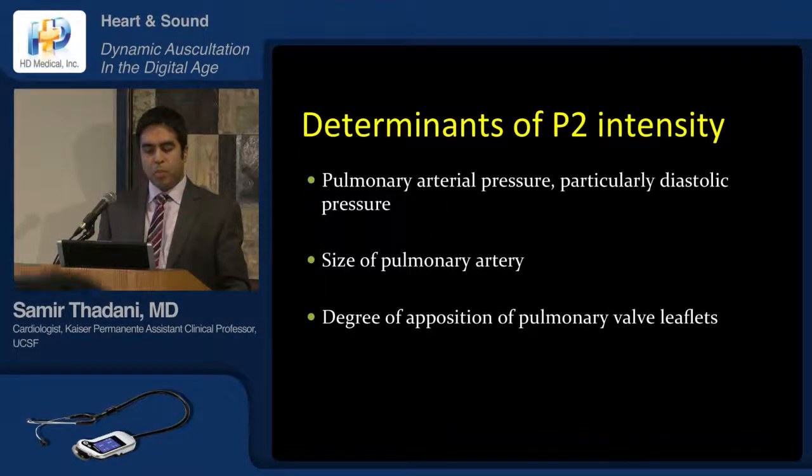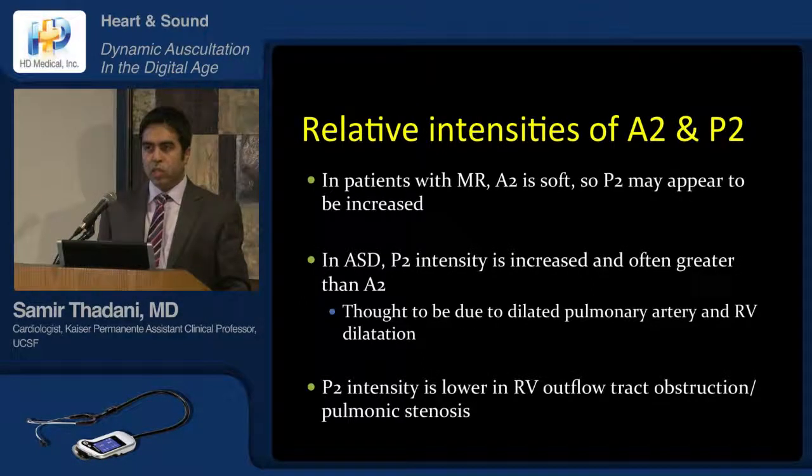P2 is determined by the pulmonary arterial pressure, particularly the diastolic pressure, the size of the pulmonary artery, and the degree of apposition of the leaflets. And so then the question is, how do you look at the intensities of A2 relative to P2? In patients with mitral regurgitation, for example, A2 is soft, so P2 may appear to be increased. And in ASD, P2 intensities increase, often greater than A2, and that's thought to be due to dilated pulmonary artery and RV dilatation.